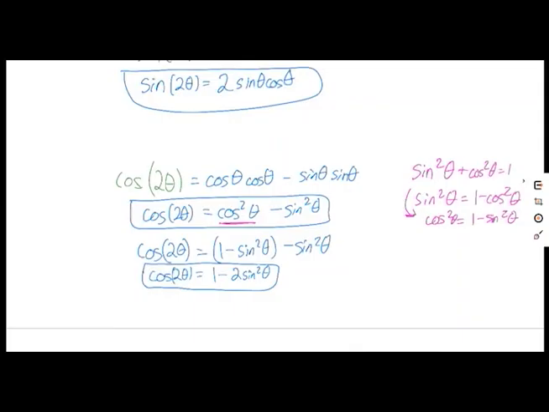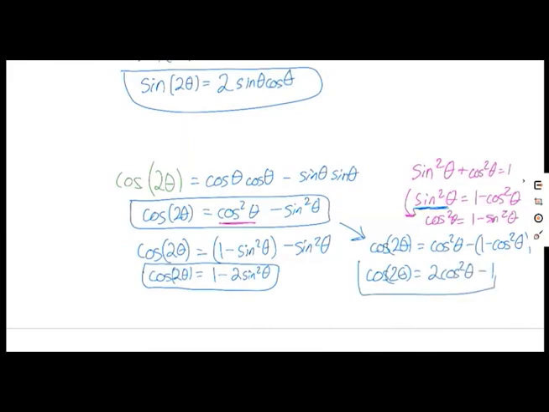My other option, of course, would be to do the exact same thing, but instead replace my sine squared. So I'd have cos of 2 theta equal to cos squared theta minus 1 minus cos squared theta. We're subtracting a negative there, and when I simplify, I've got cos squared theta plus cos squared theta, so that gives me 2 cos squared theta minus 1, and that is my third version of the double angle identity for cosine.